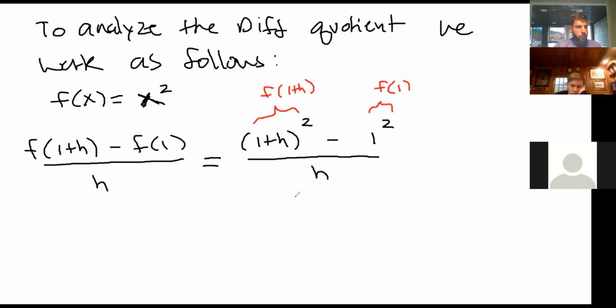Okay, now we have to do some algebra. We have to multiply this out. This becomes 1 plus 2h plus h squared. This becomes just 1, and then this is all over h.